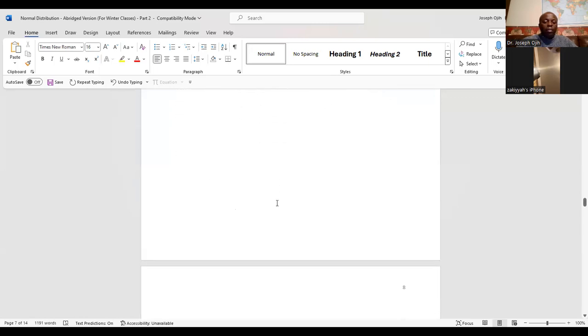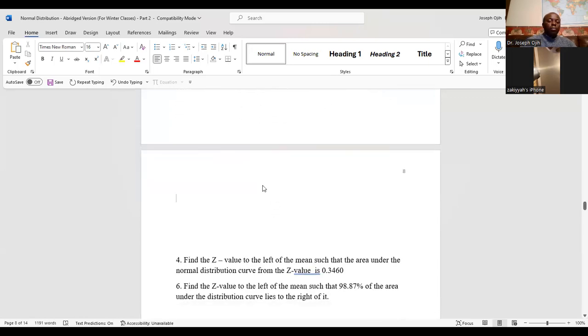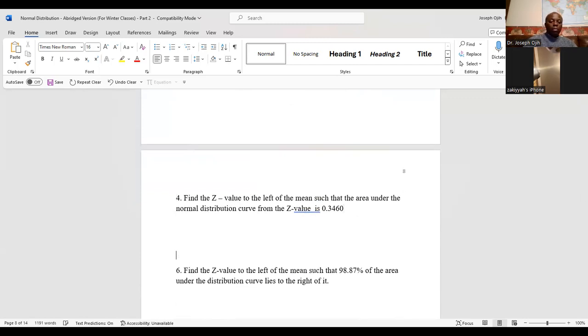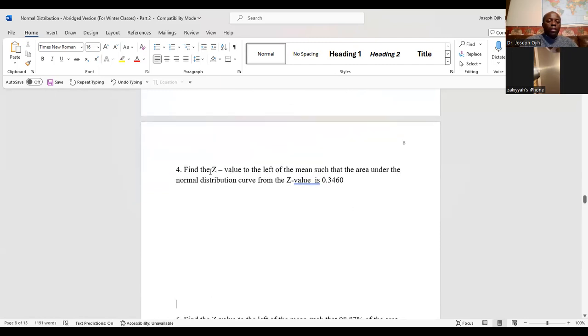And let's try another one. This one says, find the Z value to the left of the mean, such that the area under the standard normal curve from the Z value is 0.3460. So find the area to the left. You say to the left, that means it's going to be a negative number. So that's the solution.